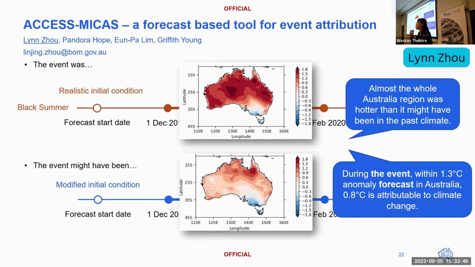By comparing these two forecasts, we can say that almost the whole Australia region was hotter than it might have been in the past climate, and of the 1.3 degrees normally forecast in Australia, 0.8 degrees is attributable to climate change. So if you would like to hear more information, please come to my poster. Thanks.